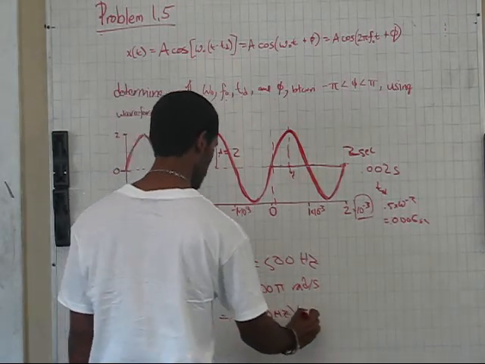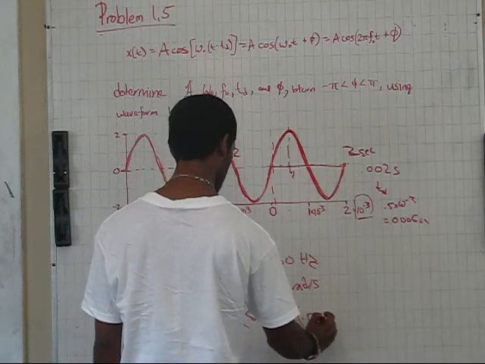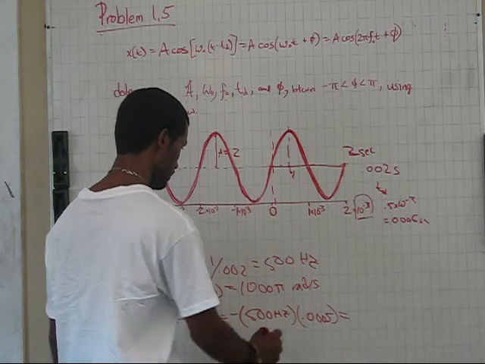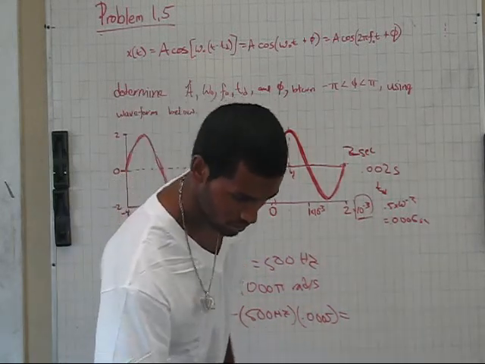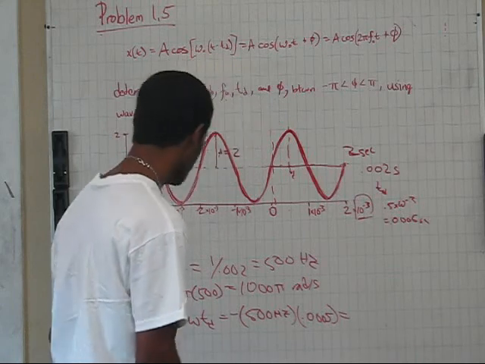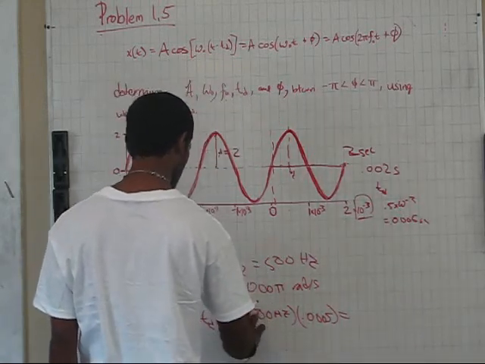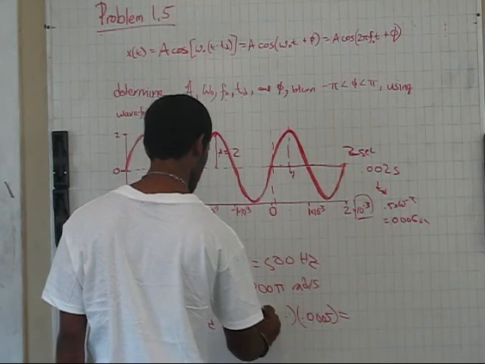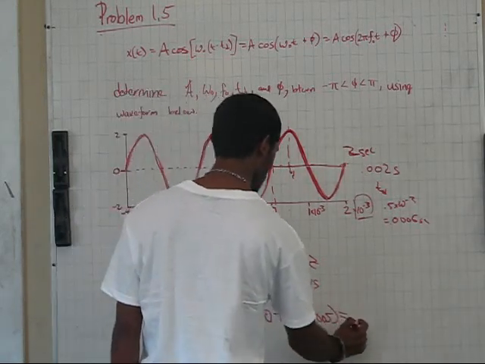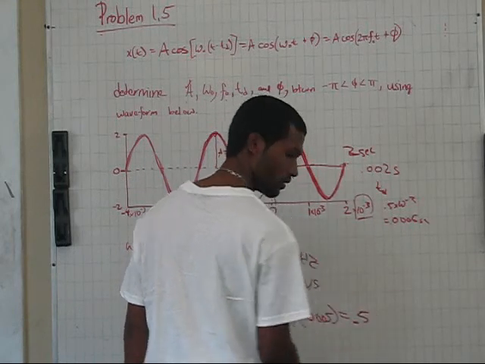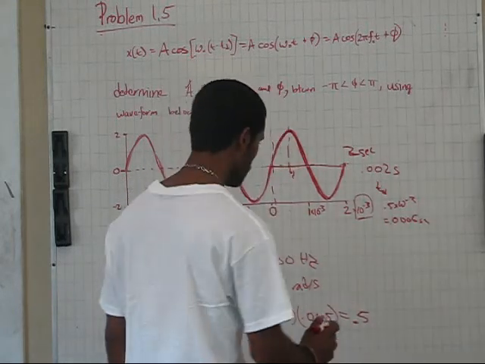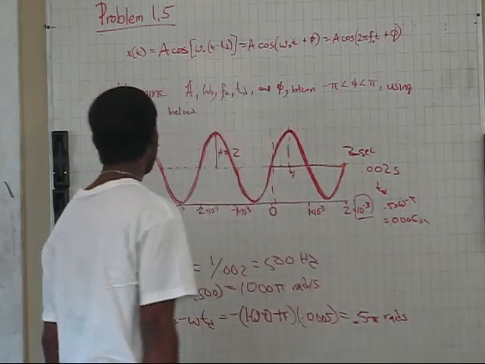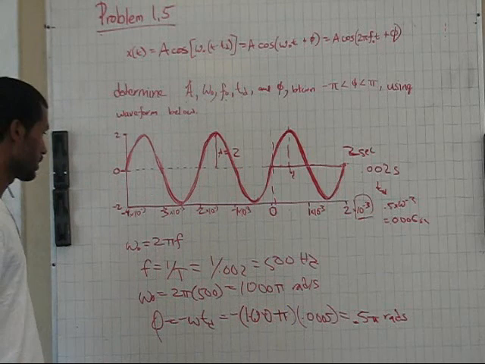times 0.0005, which gets you, scratch that, 1,000 times 0.0005 gets you 0.5 pi radians. And that is how you do a simple equation like this.